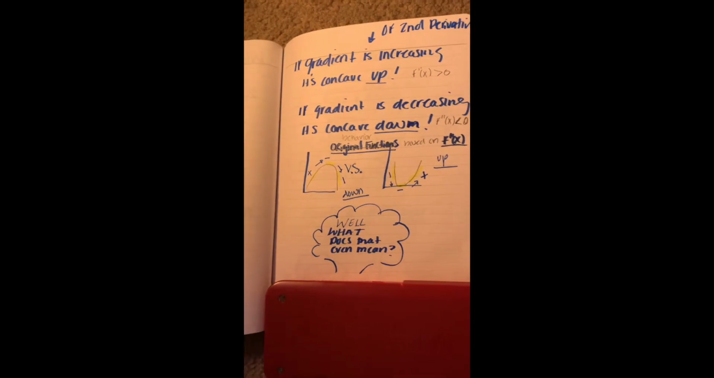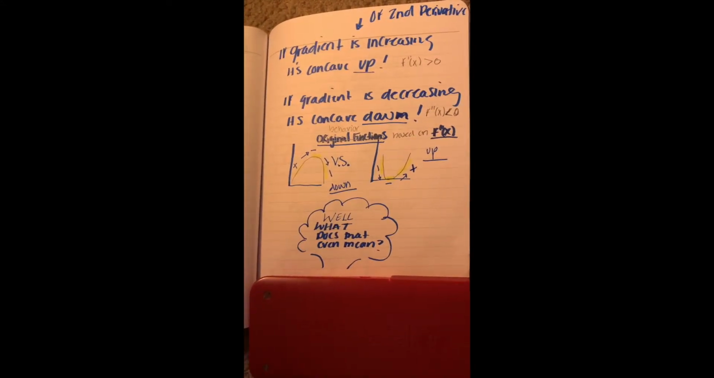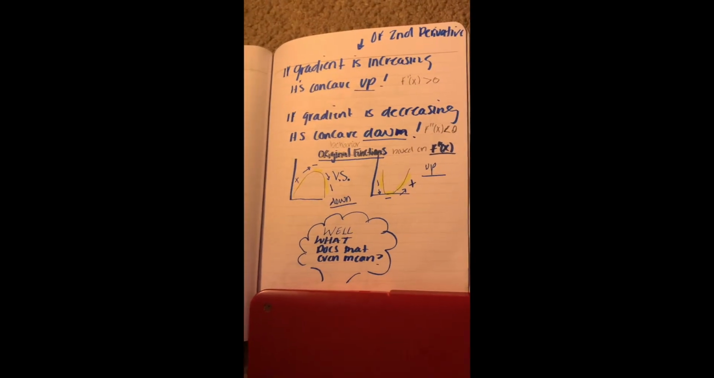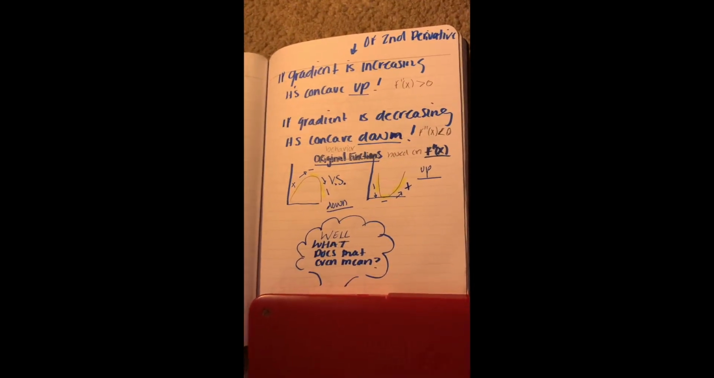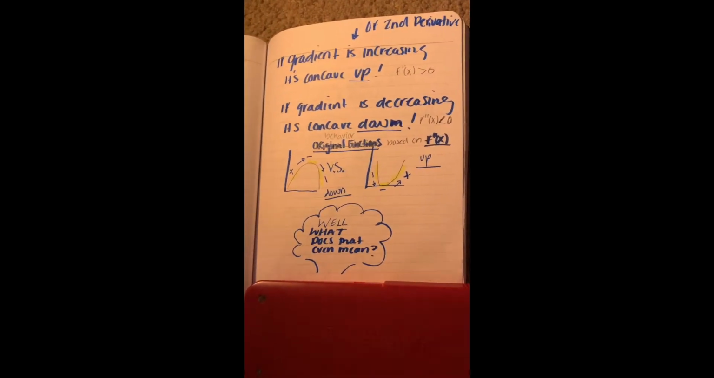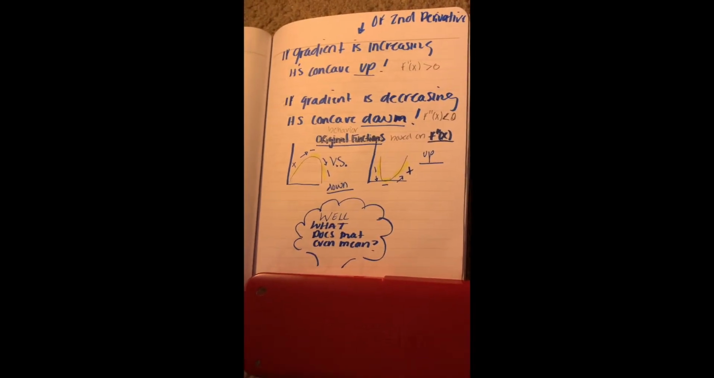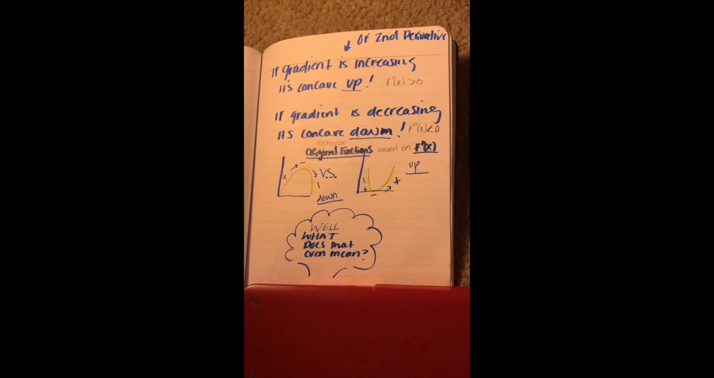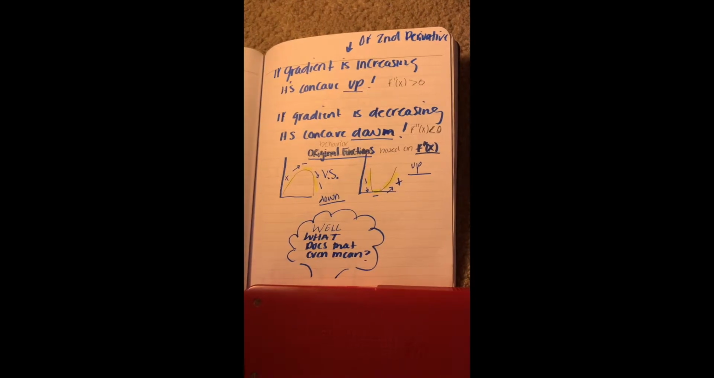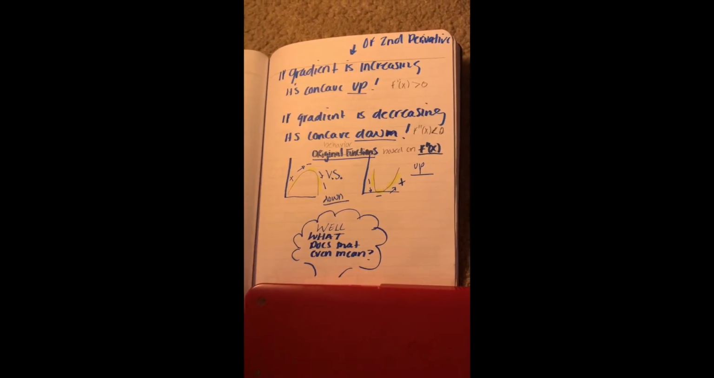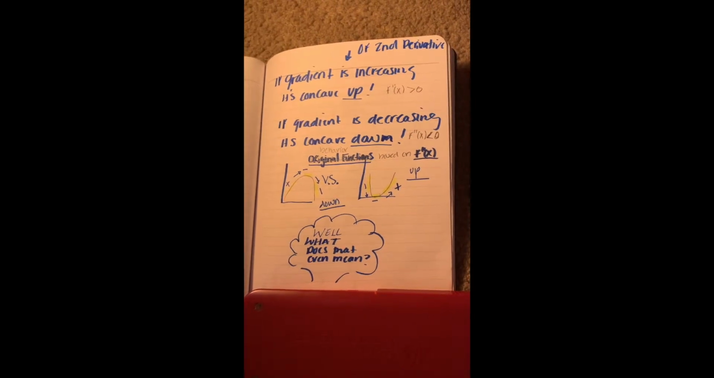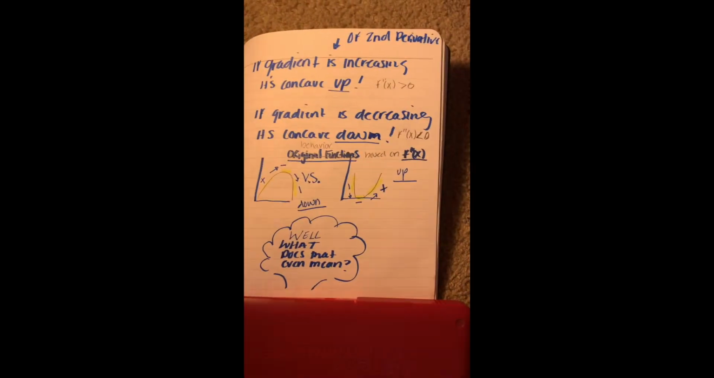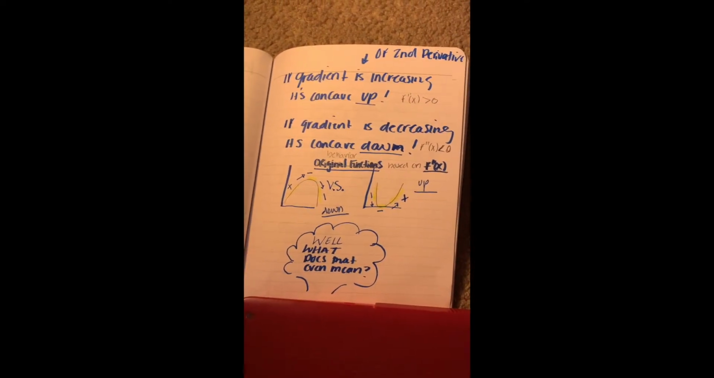To apply differential calculus, we have to keep these rules as the backbone of what we do. Just by keeping these rules in mind, we'll be able to solve a lot of problems. The first rule is that if the gradient of the second derivative, the rate of change of the rate of change, is increasing or positive, it's concave up. This function notation basically says that if the second derivative is greater than 0, then it's concave up.